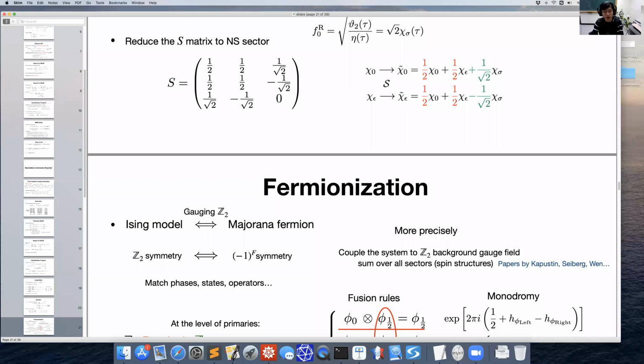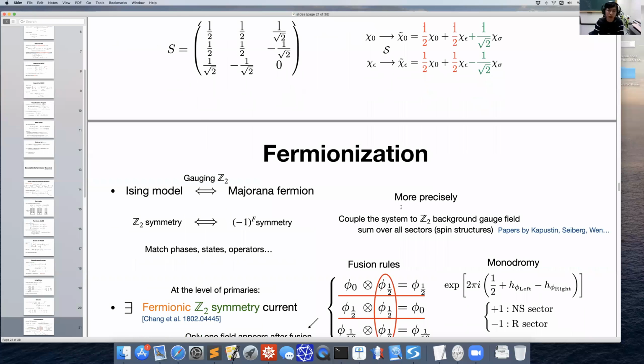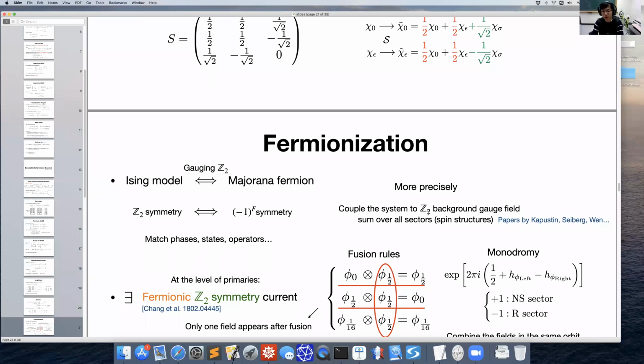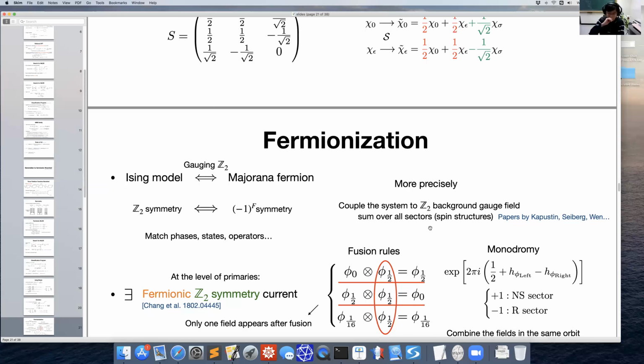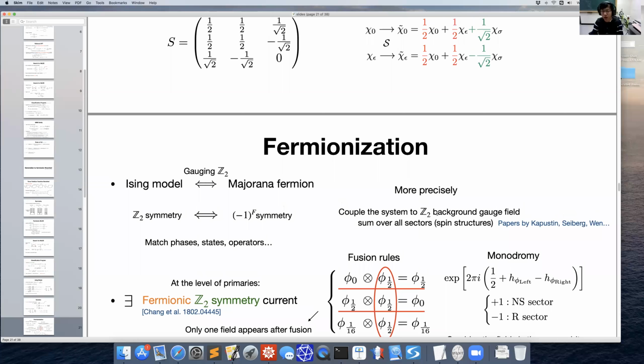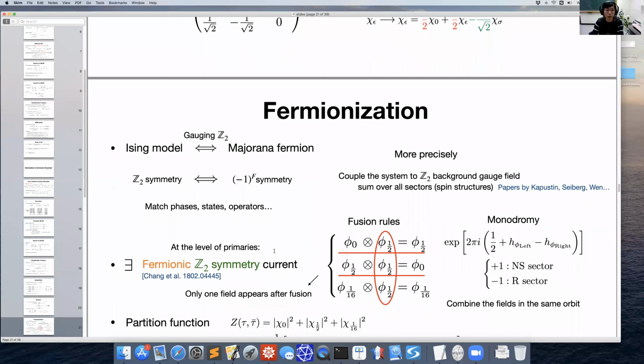In terms of the gauging procedure, nowadays we have a modern understanding of it. We need to couple the system to Z2 background gauge fields and then sum over all sectors, or spin structures. This is a huge field with lots of papers; I'm sorry that I could not list all of them, I just list some big names in this area. To explain this procedure, you need to introduce a lot of techniques from algebraic topology, which is very involved. But here, let's just be humble and work at the level of primaries.